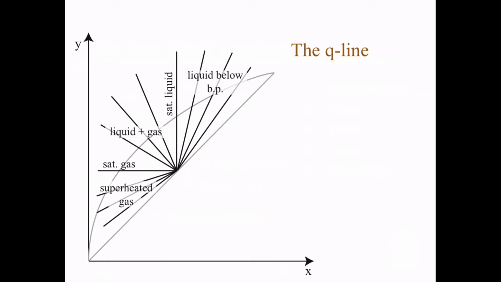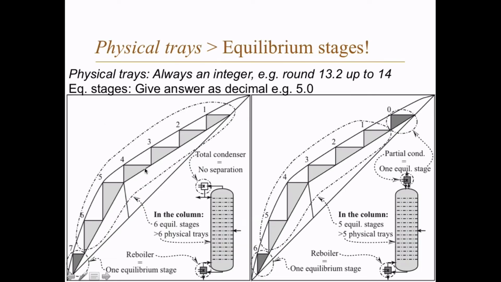Okay, the Q line, we had this equation, and a vertical line is saturated liquid, so liquid at its boiling point, and saturated gas, so a gas at its condensing point, is a horizontal line. And when we counted physical trays, remember that physical trays are always more than the number of equilibrium stages, because the efficiency is always less than 100%.